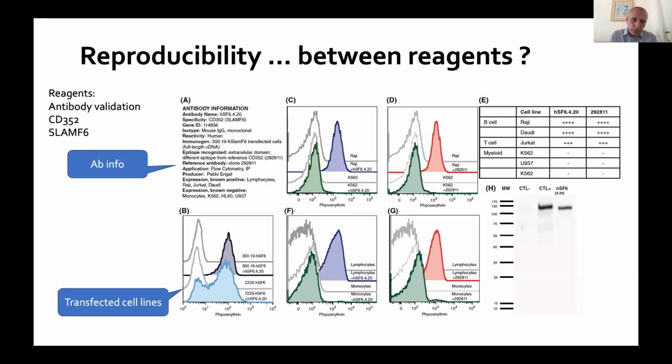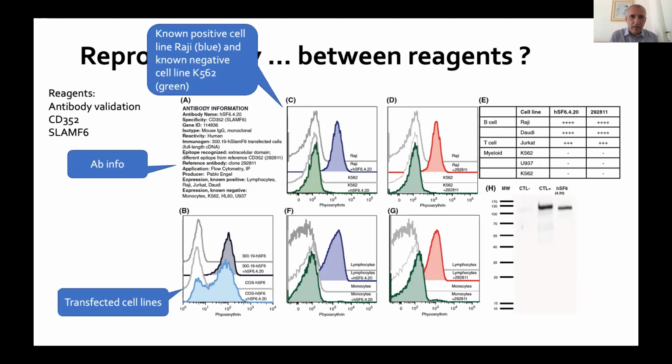We can also see a validation performed on a transfected cell line. So this is probably what the manufacturers might do, or people that still develop antibodies, in order to ensure that they raise the right antibody when they are developing new ones.